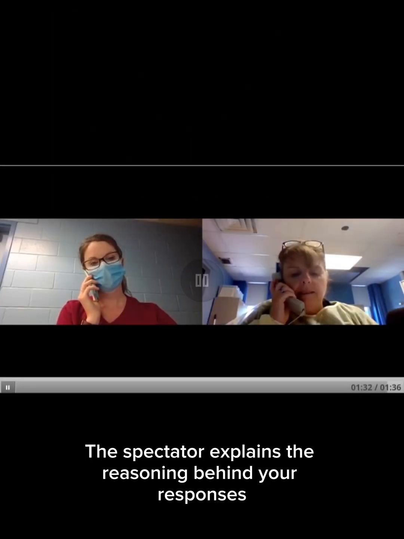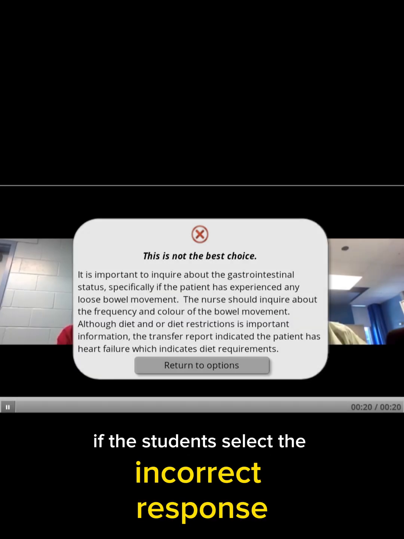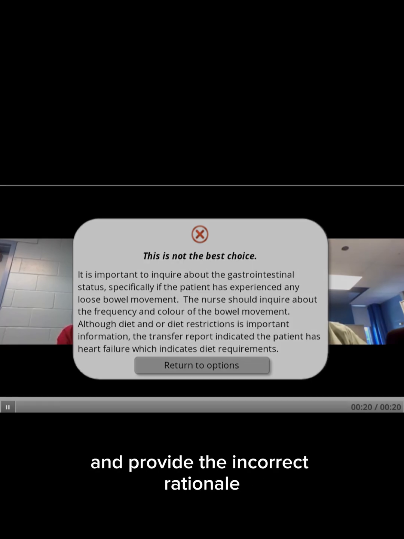The simulation explains the reasoning behind your responses by automatically playing video clips after the students attempt to answer their choices. If the students select the incorrect response, the game will inform you of your error and provide the rationale.